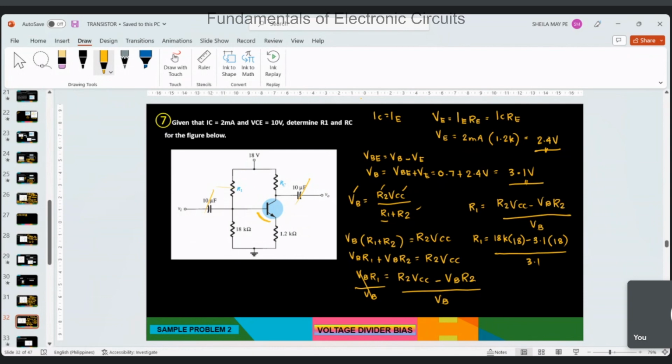Sakto ba? Sakto ba akong pagkabuhat kas? R2 VCC. VBR2, R2 VCC. R1. R2 minus 3.1.